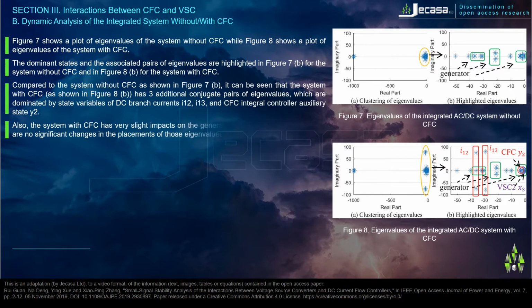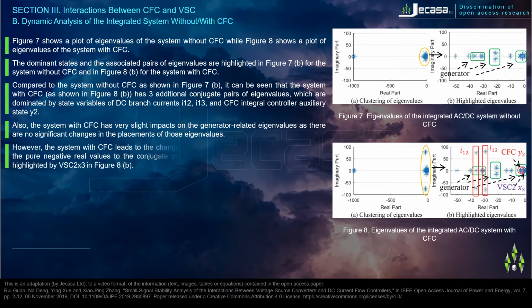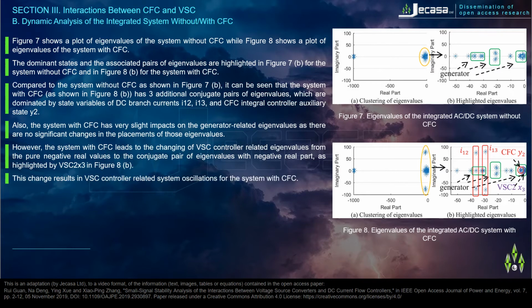Also, the system with CFC has very slight impacts on the generator-related eigenvalues, as there are no significant changes in the placements of those eigenvalues. However, the system with CFC leads to the changing of VSC controller-related eigenvalues from pure negative real values to conjugate pairs of eigenvalues with negative real part, as highlighted by VSC 2x3 in Figure 8b. This change results in VSC controller-related system oscillations for the system with CFC. This is due to the potential interactions between CFC and adjacent VSC.